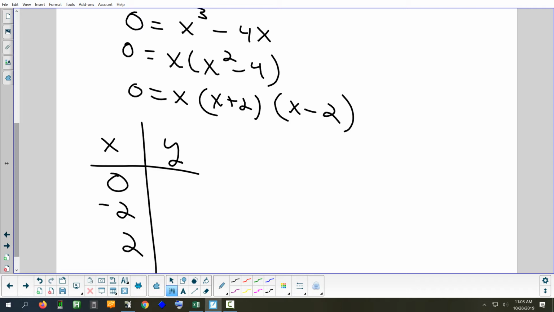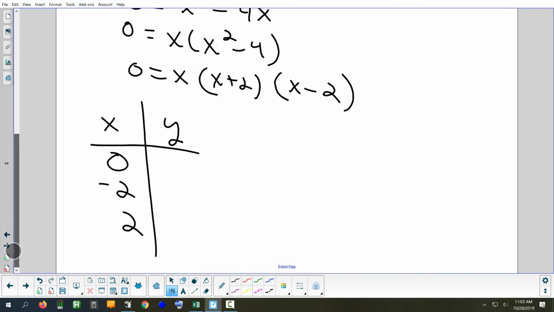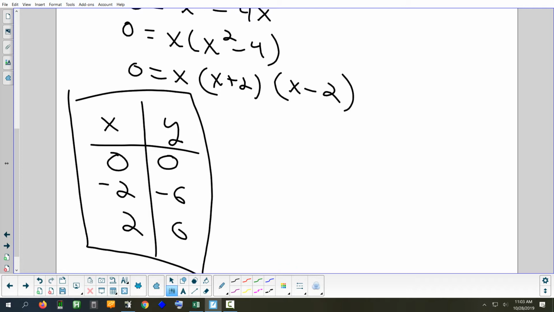Y. Still got to find the y's. So use the formula right here. I think the easier one to use is the bottom one. Take your x value, triple it, and there's your y. Okay. So what's my first y value? 0. Second one? Third one. Perfect. So you could write your answer in a table like that, or you could write your answer as coordinates. 0, 0, -2, -6, 2, 6.